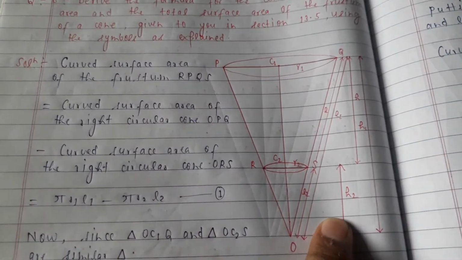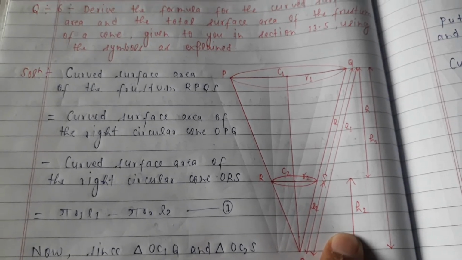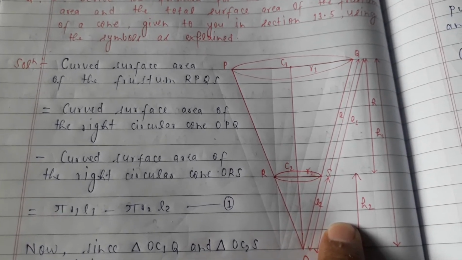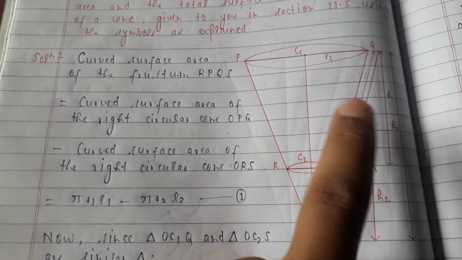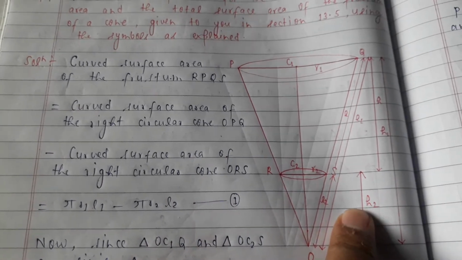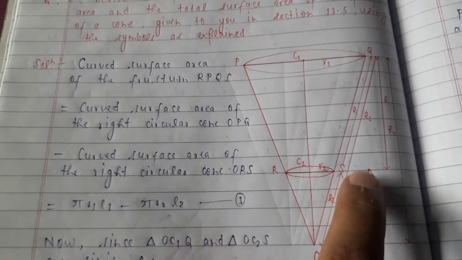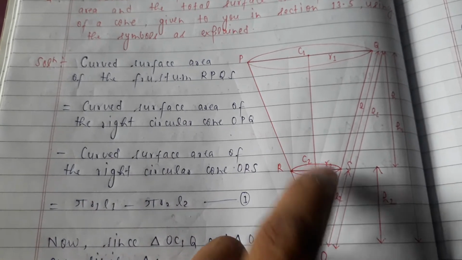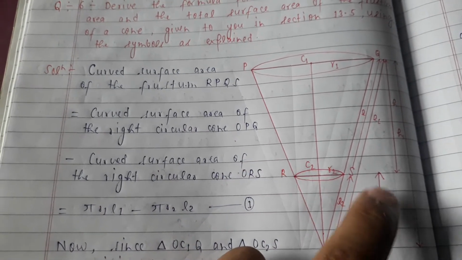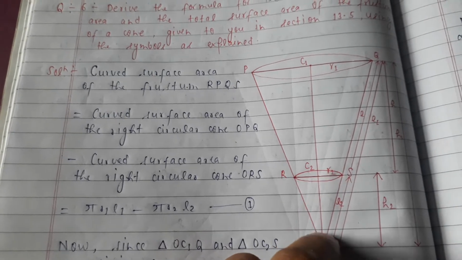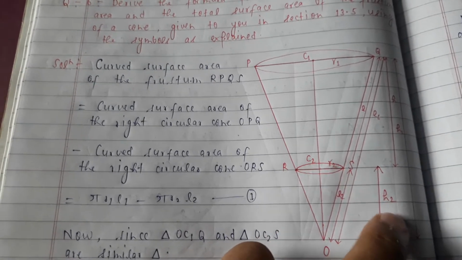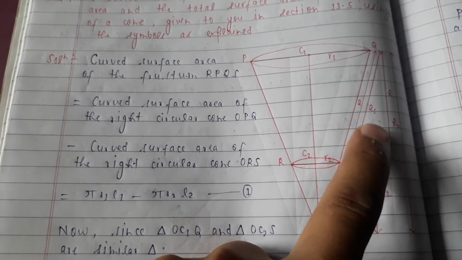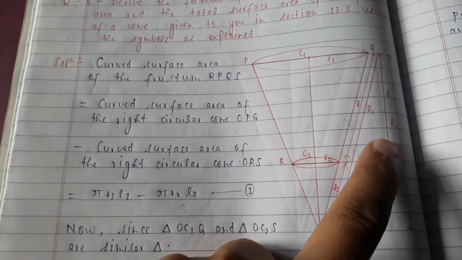Now let R1, H1 and L1 be the radius of base, height and slant height of the larger cone respectively, and also let R2, H2 and L2 be the radius, height and slant height of smaller cone respectively, and let L and H be the slant height and height of the frustum.